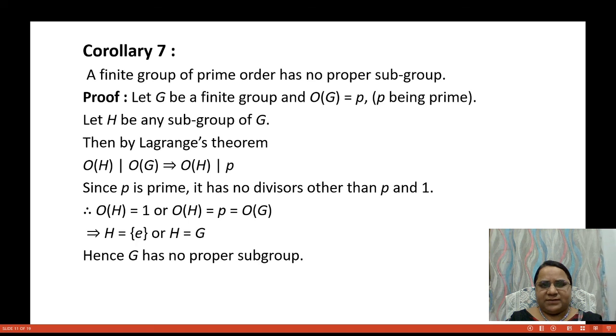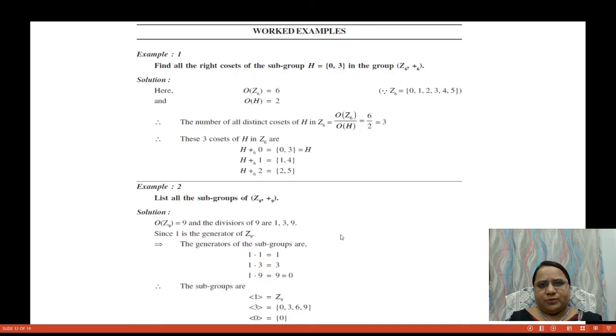Next we have corollary 7. A finite group of prime order has no proper subgroup. Let G be a finite group and the order of G be p, suppose, and p is prime. Let H be any subgroup of G. Then by Lagrange's theorem, the order of H divides the order of G, which means the order of H divides p. Since p is prime, again it has no divisors other than p and 1. So the order of H is equal to 1 or the order of H is equal to p, which is equal to the order of G. So H is equal to {e} or H is equal to G, hence G has no proper subgroups.